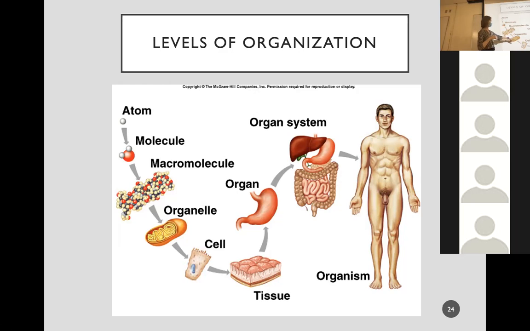A bunch of organelles put together make up a cell. A bunch of cells put together make up a tissue. Tissues can do things that cells can't. Cells can do things that organelles can't. So we're getting more and more complicated, obviously, as we rise in this hierarchy. A bunch of tissues together form organs. Organ systems are made up of multiple organs working together for a common function. And then all of our organ systems put together make one human being.